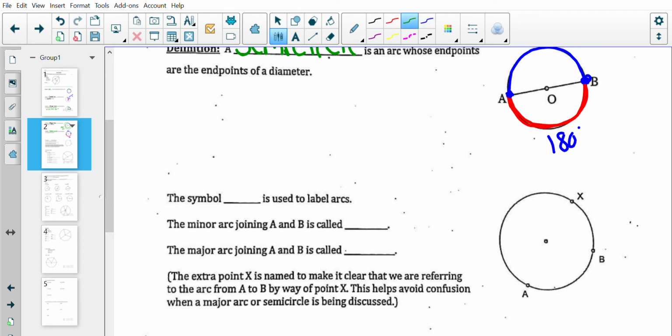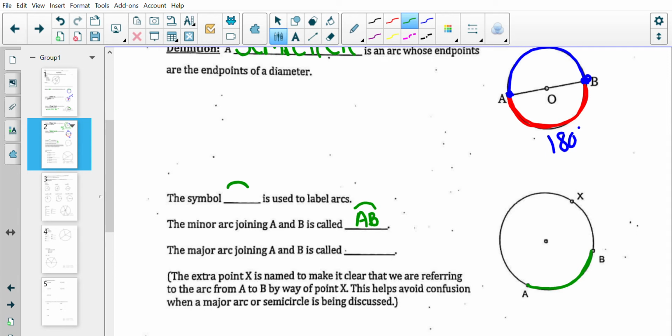All right, the way we're going to shortcut is using symbols. The symbol for arcs is, literally, you're just creating an arc, and it is used to label arcs. The minor arc joining AB is called arc AB. So you just draw AB, the pathway between there, and then draw an arc over it.